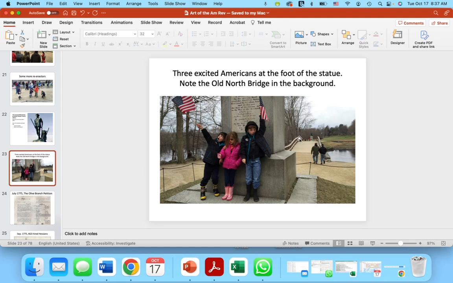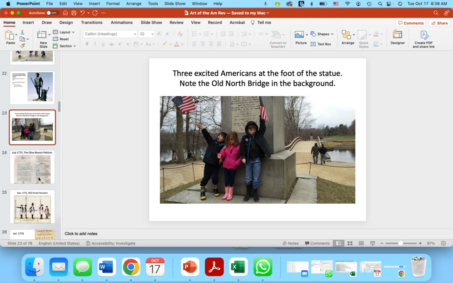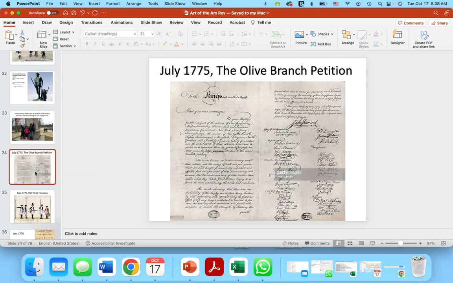Anyway, here's the victory at the Old North Bridge, and here's my kids. You see Kai yawning because I took him there at about 7 a.m. on April 2015 to show him that.